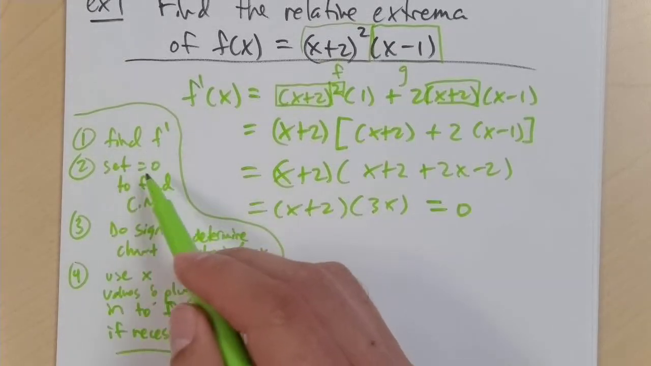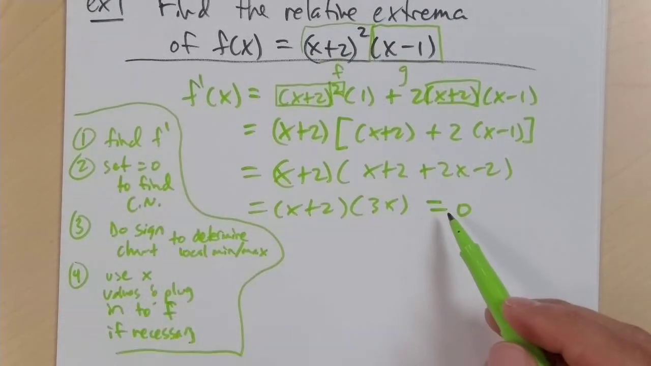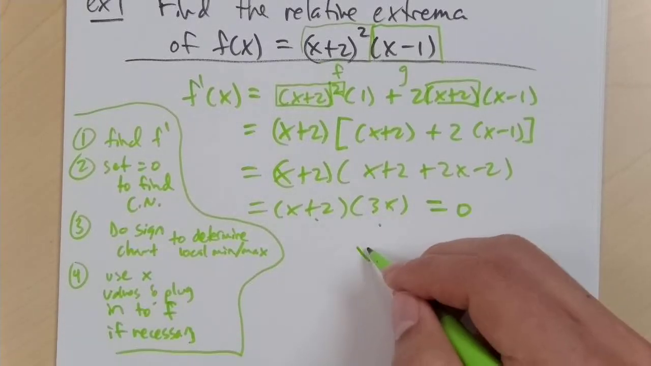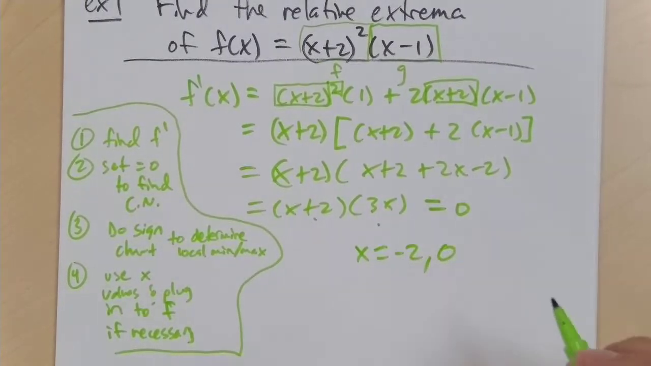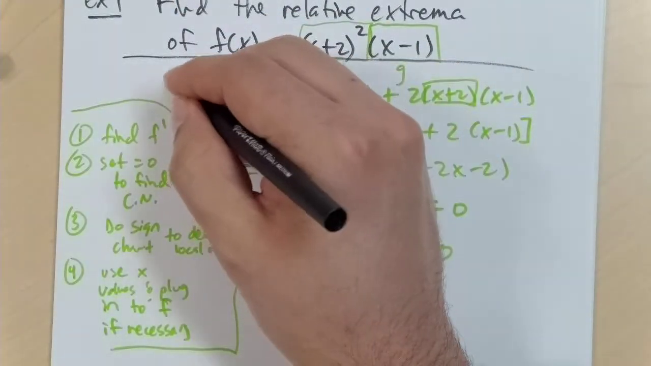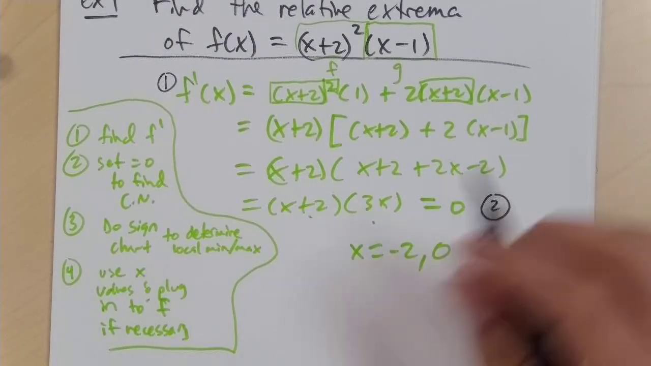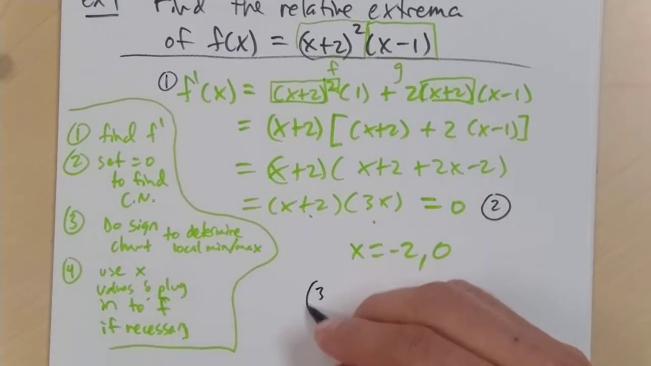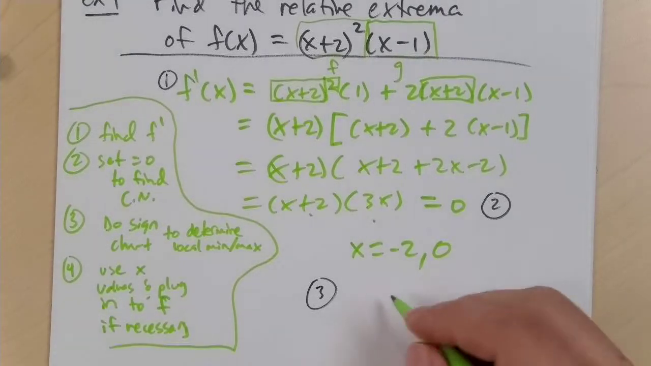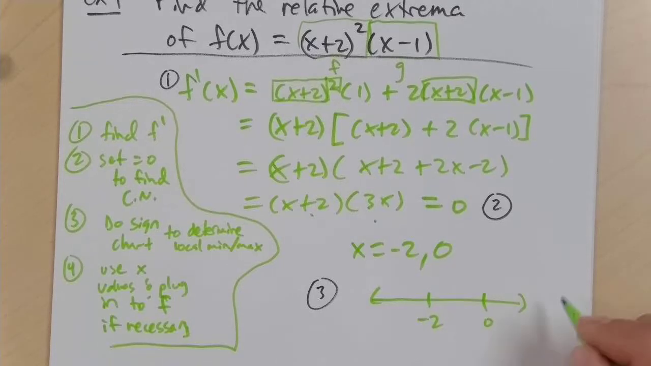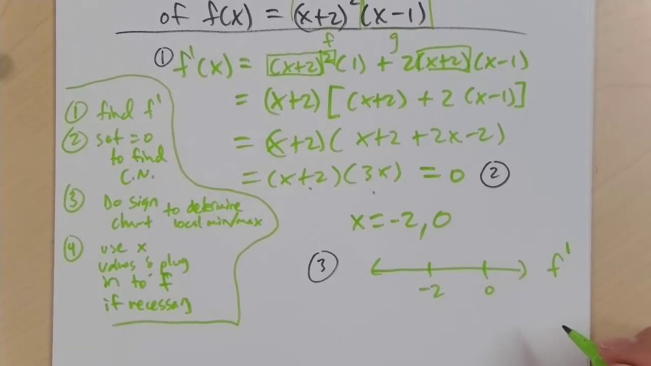Okay, so here's our summary. Find the derivative, set it equal to 0 to find the critical numbers. I just did that here. So if I set both of these equal to 0, I get x equals -2, x equals 0. Now, let me highlight the steps here. First we find the derivative. Second, we set it equal to 0 to find the critical numbers. Third, do the sign chart. So put -2 and 0 on a number line, and we're going to test to see what's going on with the derivative.